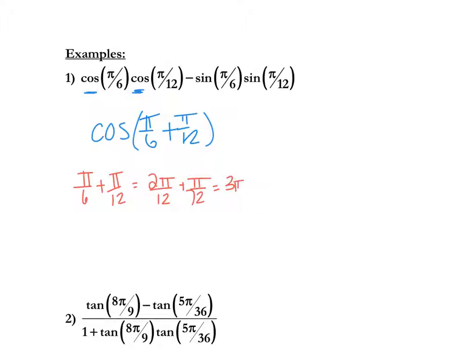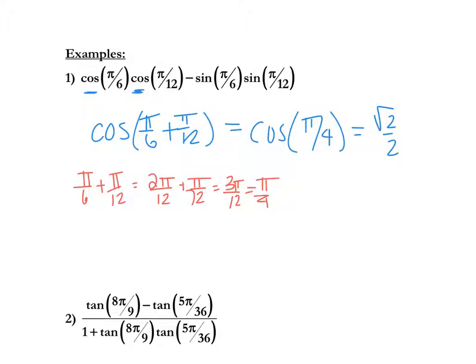And we get 3 pi over 12, which is the same thing as pi over 4. So now we're going to take cosine of pi over 4, and that gives me root 2 over 2. So root 2 over 2 is my final answer. Once again, pi over 12 is not on the unit circle, so I couldn't just go through and find the coordinates.